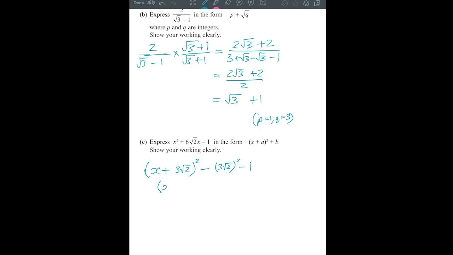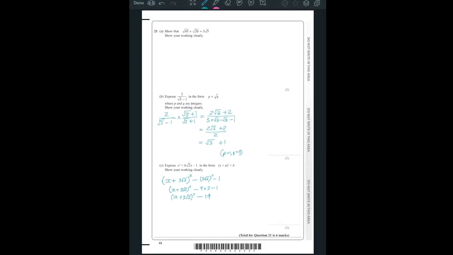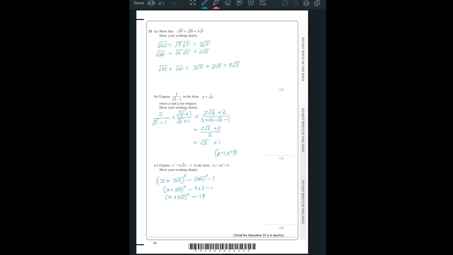Again, this is show your working clearly, so I can't just type that in my calculator. I'm going to do it a bit slower. 3 root 2 times 3 root 2 will be 9 from the 3 times 3, and a 2 from the root 2 times root 2, minus 1. And that is then minus 18, minus 19. Only 2 marks there. It's only worth 2 marks, but they're quite a tough 2 marks.